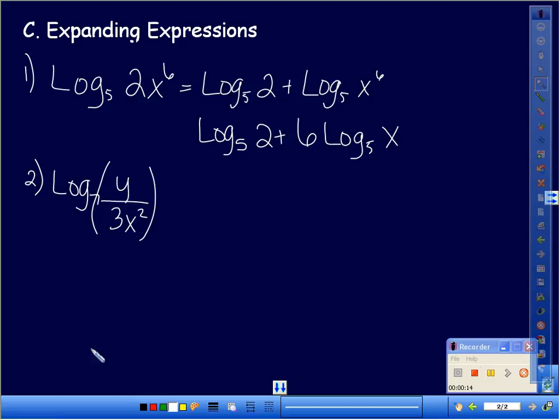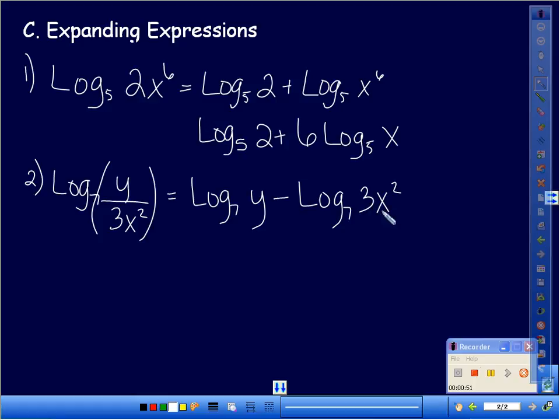I'm going to look at the quotient first, because I have y divided by 3x squared. So how do I rewrite that using my quotient property? Log base 7 of y minus log base 7 of 3x squared. Okay. Now I can expand 3x squared, right?